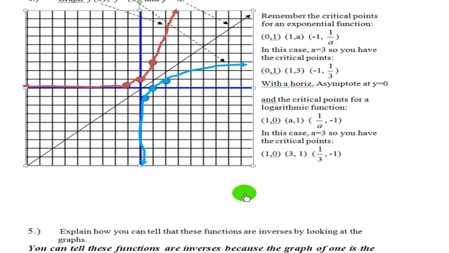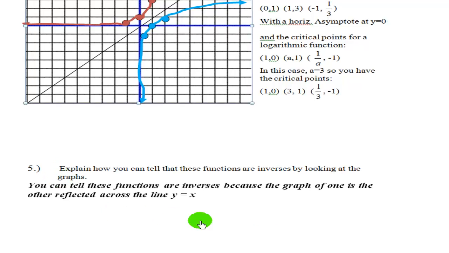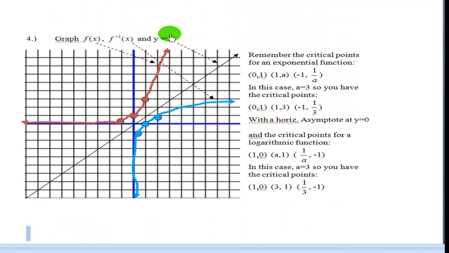So the next thing you'll have to do is explain how you can tell that these functions are inverses just by looking at the graph. You can tell because the graph of one is the other reflected across the line y equals x. Y equals 3 to the x is in red, y equals log base 3 of x is in blue, and y equals x is a straight line that passes through the origin and has a slope of 1.